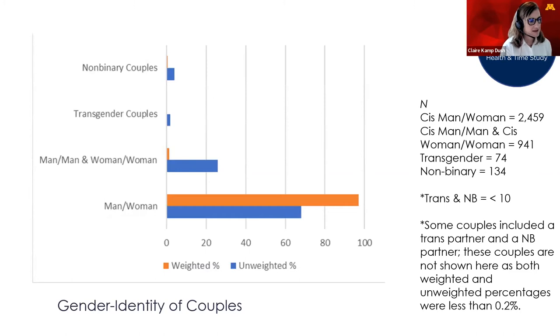In terms of the gender identity of couples, I like to use the terms same gender and different gender. I'm using gender instead of sex because gender is really what we're reporting on in this study. And I'm using different gender and same gender because I don't consider the genders to be opposite. So I avoid the term opposite sex whenever I'm talking about couples.